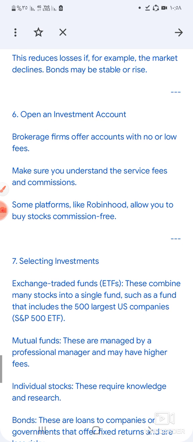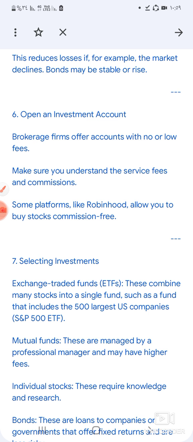6. Open an investment account. Brokerage firms offer accounts with no or low fees. Make sure you understand the service fees and commissions. Some platforms, like Robinhood, allow you to buy stocks commission-free.